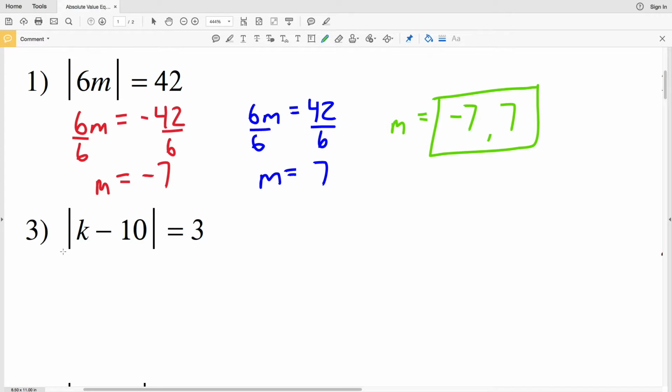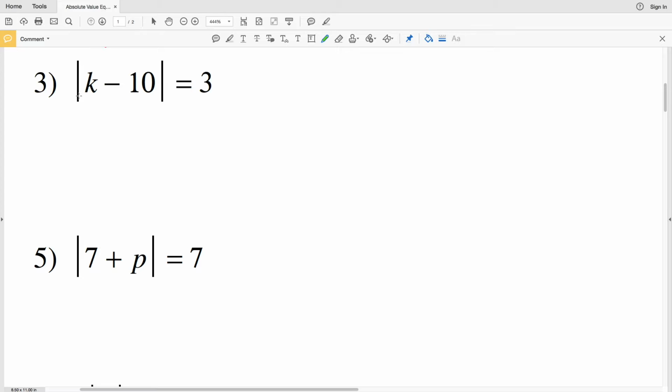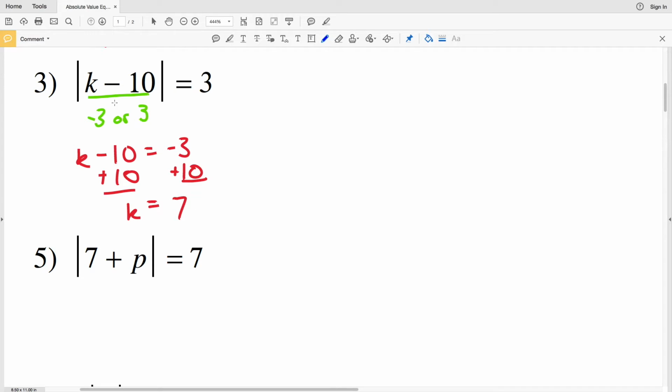Let's look at number 3 now. We have the absolute value of k minus 10 equals 3. That means that this k minus 10 inside the absolute value is either going to be a negative 3 or a positive 3. Let's solve for when k minus 10 equals negative 3 first. We add 10 to both sides to get that k equals a positive 7. Now let's see when k minus 10 equals a positive 3. Add 10 to both sides, and we get that k equals 13.